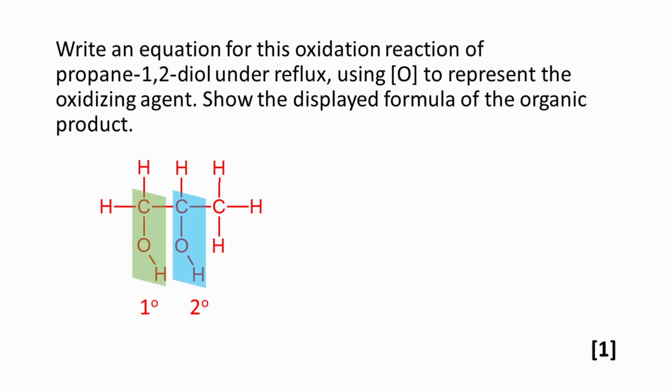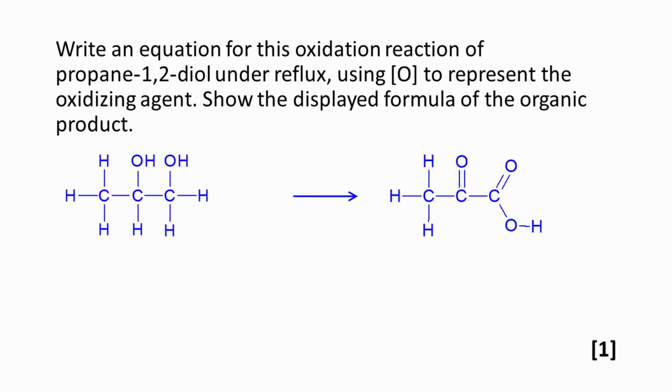The alcohol functional group highlighted green is primary. The one highlighted blue is secondary. Let's address the question. First of all, we can write out the organic reactant and product with the reaction arrow in the centre. There are 3 carbon atoms in a chain in the organic reactant, and this does not change in the product. The alcohol functional groups become a ketone and a carboxylic acid.